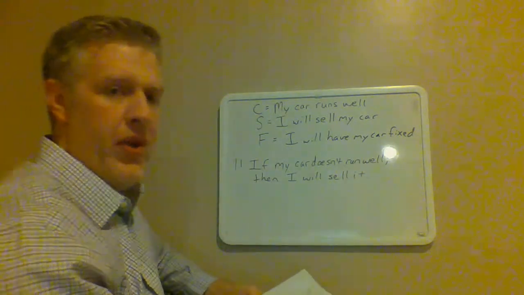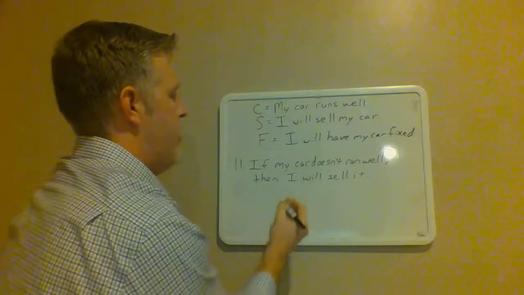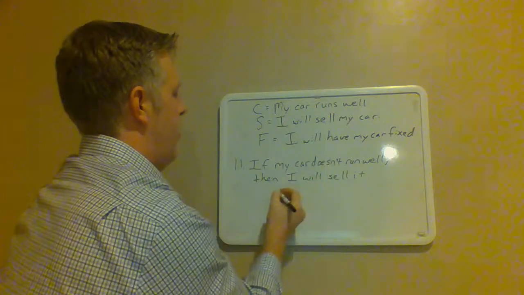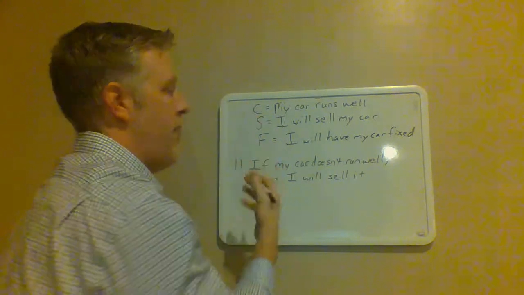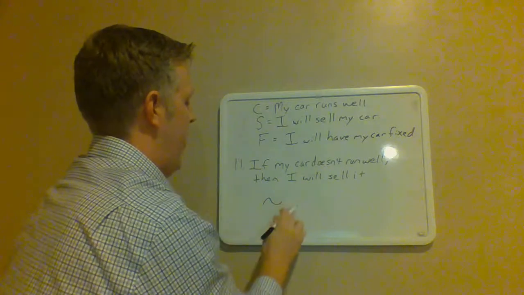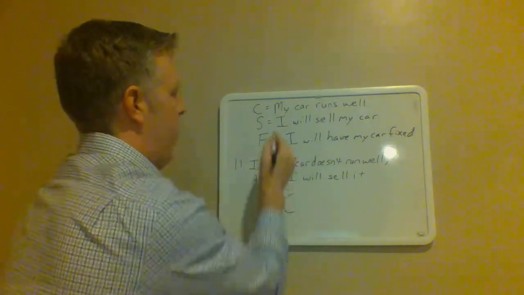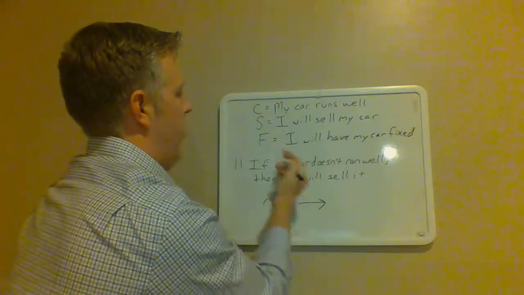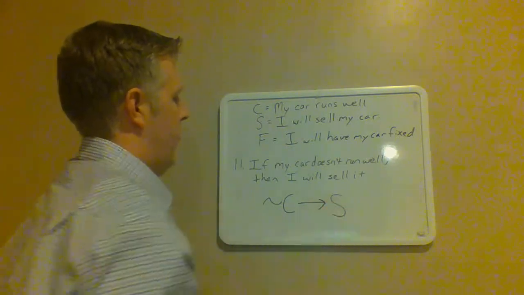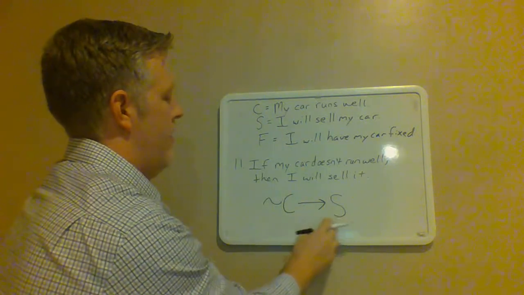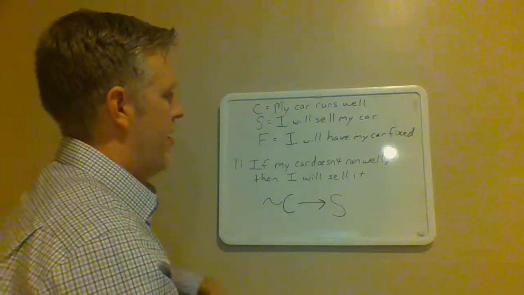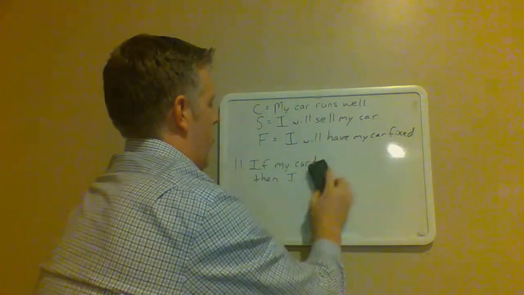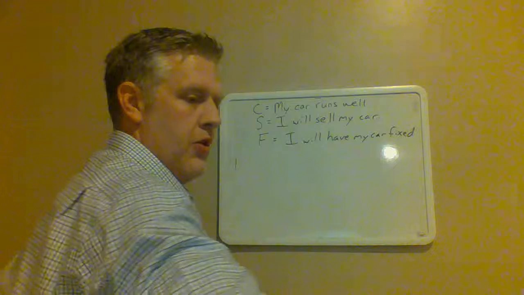Okay, so hopefully it's pretty clear we have a conditional here. If my car doesn't run well, so what's the antecedent? The first thing mentioned, okay, my car doesn't run well. So here, instead of the basic claim variable C, my car runs well, we're actually dealing with the negation of that. So if it's not the case that my car runs well, right, then the consequent will be I will sell it, or S. Okay, so if it's not the case that C, then S will happen. Okay. I think that one's pretty straightforward. So we'll go ahead and do 12 now.